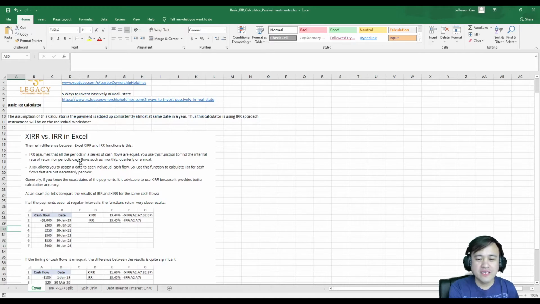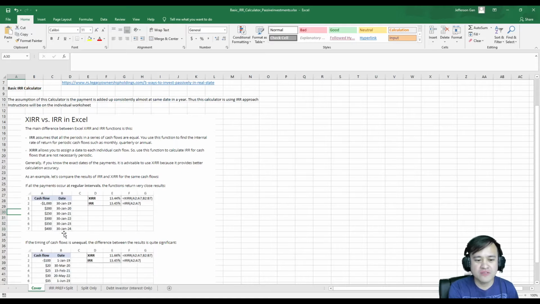IRR in Excel means you will get all your returns consistently on the same date, let's say for the following year. In this case, you will have January 30, 2019, then January 30, 2020. That's how it is done. Then you can use IRR.